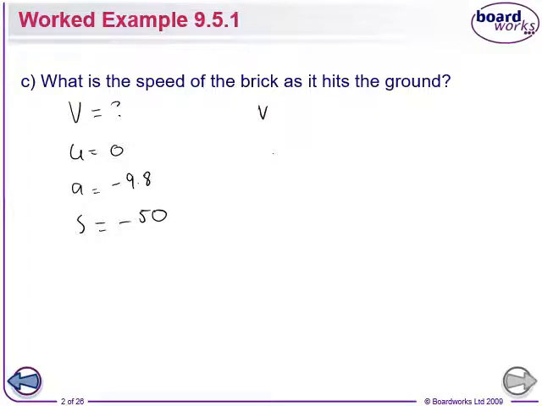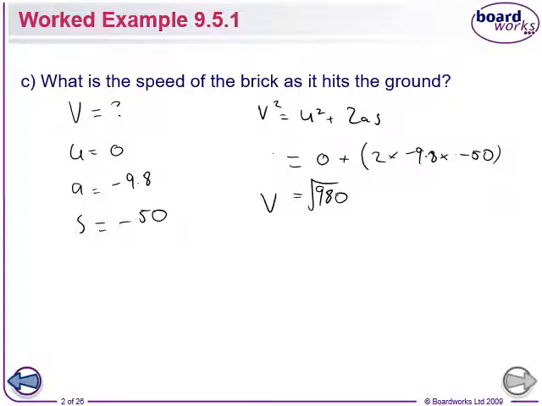Okay, so that formula, v squared equals u squared plus 2as. You will know these off by heart, don't worry. So u squared, that's easy, that's 0, plus 2 times negative 9.8 times negative 50. So what's that, 980. So v is equal to the square root of 980.